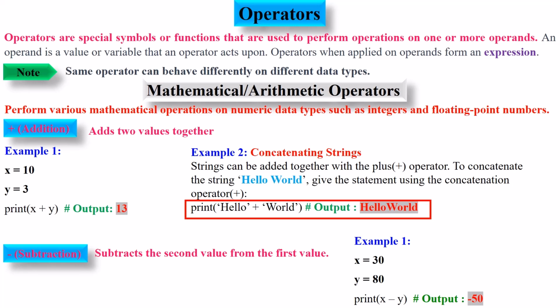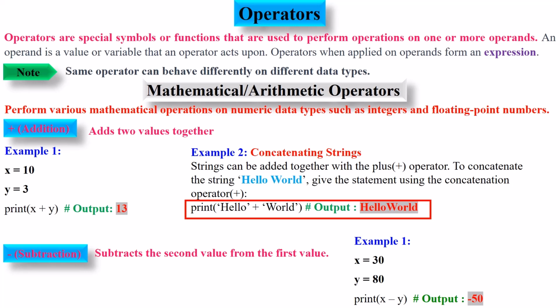Let's see mathematical or arithmetic operators, which are used to perform various mathematical operations on numeric data types such as integers and floating-point numbers. These operators include addition, which adds values together. In example 1, we add x and y, which gives 13 as output. In the second addition example, we concatenate strings with the plus operator. Here, we concatenate the strings hello plus world and get the output as hello world.